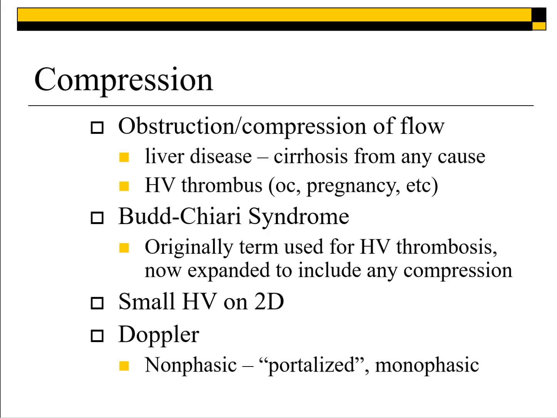Then we have Budd-Chiari syndrome, and originally, traditionally, historically, it was a term used specifically for hepatic vein thrombosis. But that definition has been expanded, and the correct definition, when you hear Budd-Chiari syndrome, is just obstruction of the hepatic venous outflow tract at any level from the small to the large hepatic veins to the junction of the IVC and the right atrium. And these patients are going to have clinical features that are very unique that go along with this.